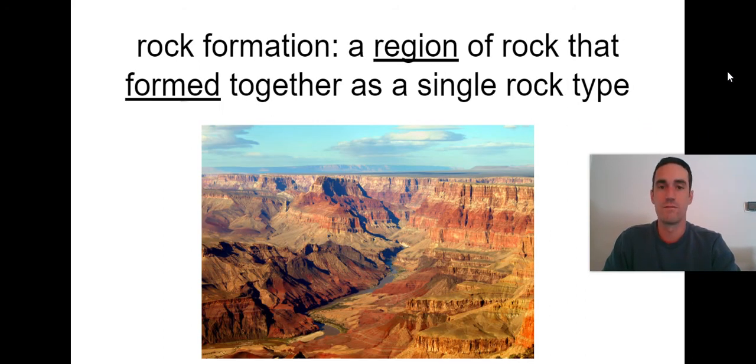And then finally, rock formation. Rock formation is a region of rock that formed together as a single rock type. So the picture here is actually the Grand Canyon, and that would be a really good example of a rock formation. It is an entire region where all of that rock formed together, and it is all the same type of rock. That would be a rock formation.